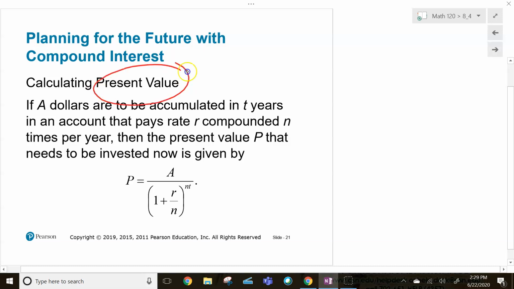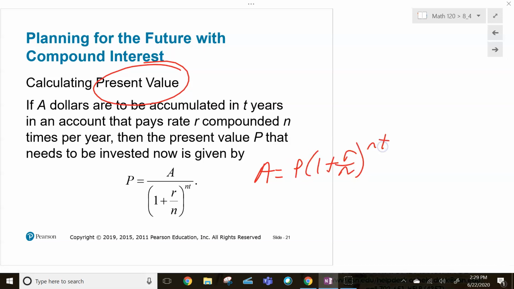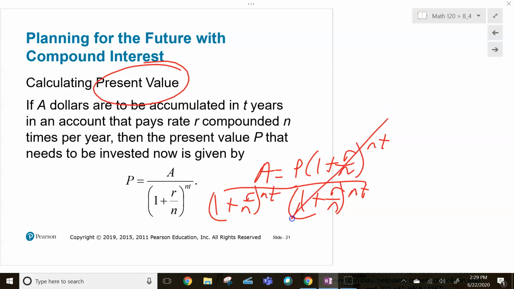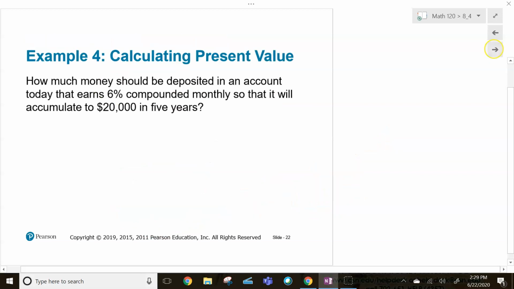All right, if we're calculating present value, if you take this formula, you just divide both sides by that, and then you end up with this. So it's not a new formula. I'm just going to use the old formula when I do these.